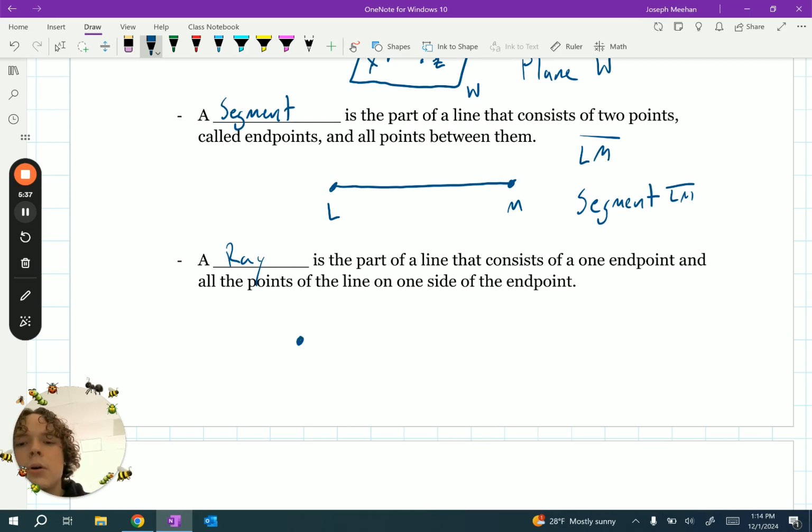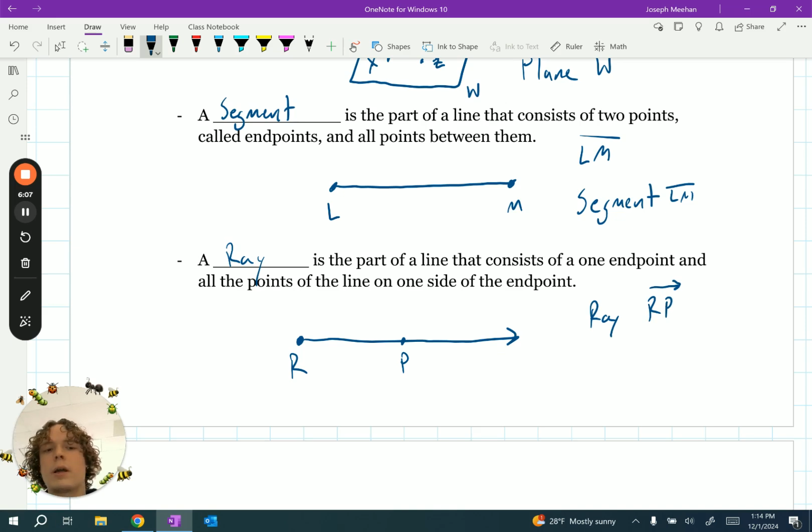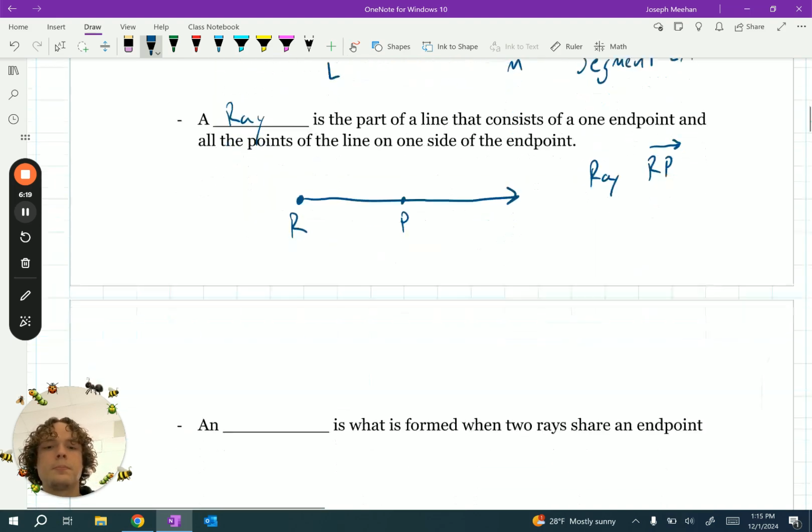What does this look like? We'll draw an endpoint. Let's label that R. And then let's have all the points on one side of it. So what we're doing is kind of drawing half of a line. So we're capturing all the points on, let's say, the right side of point R. And so we can say that that is a ray. How could we call it? Let's say we have a second point, P. So this is ray RP, and we draw a little ray on top of that. So in order to write a ray, you still need 2 points. It's just that it only extends infinitely in one direction, and then it stops at one of the points on the other side, right? So that's what a ray is.